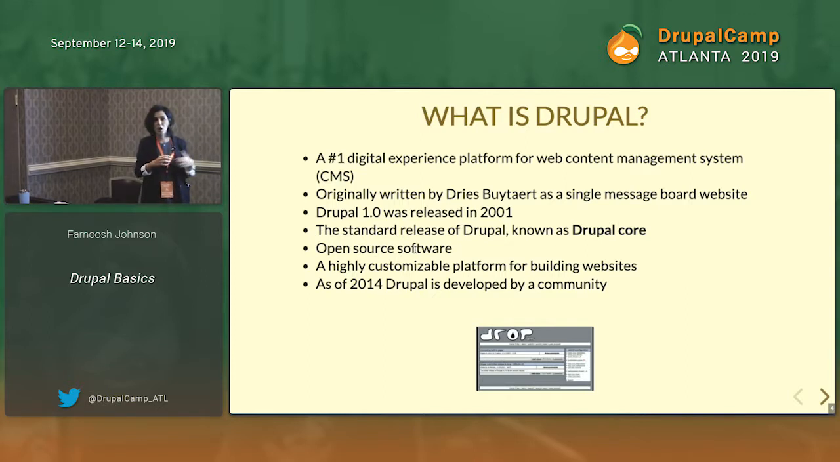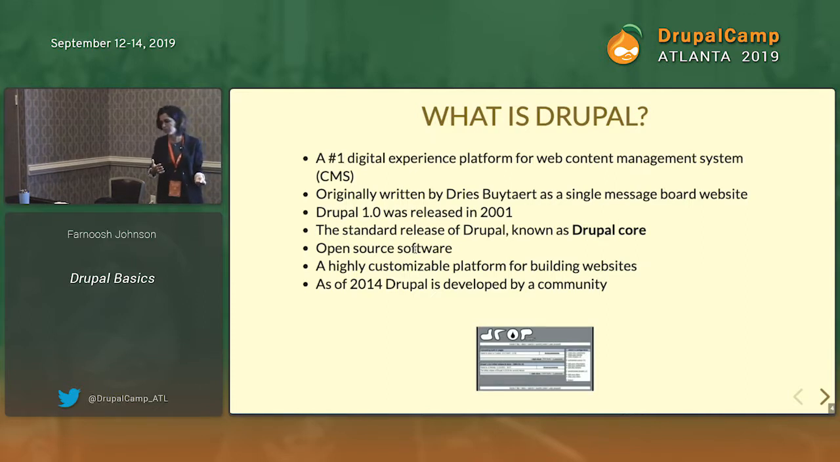It was called drop.org, and that's because Drupal derives from the English pronunciation of a Dutch word, druppel, which means drop. If you want to read about it, you can read Wikipedia. It's very interesting how they picked this name, but that was a short description of that. And as of 2014, Drupal is developed by a community.